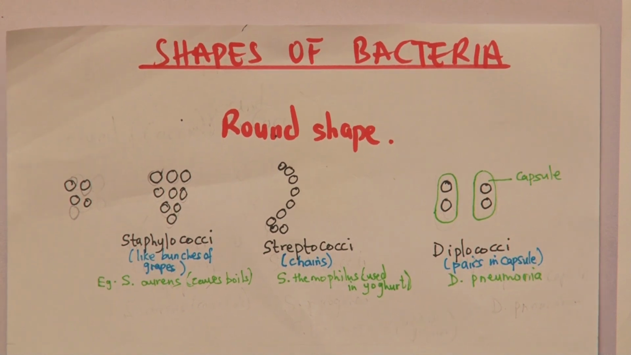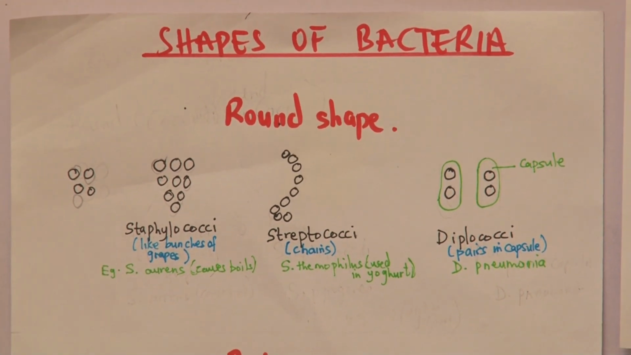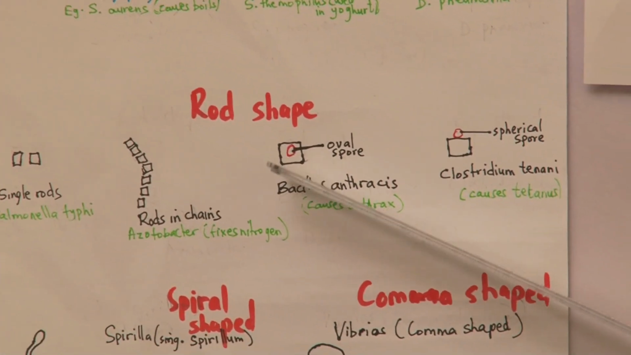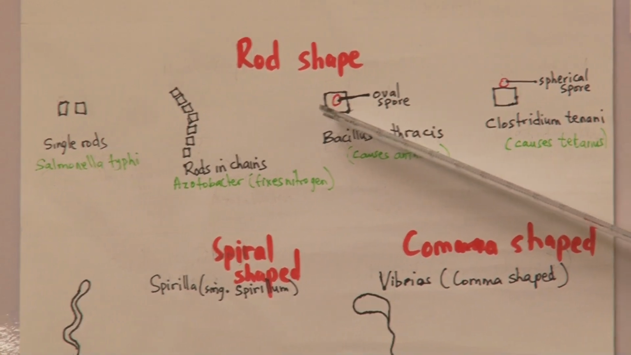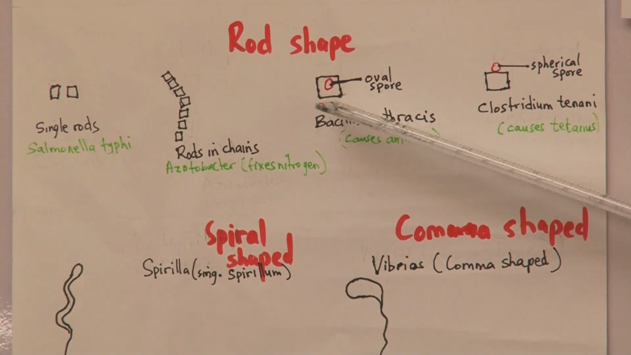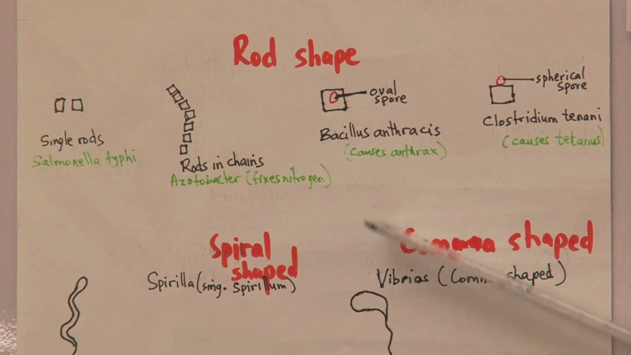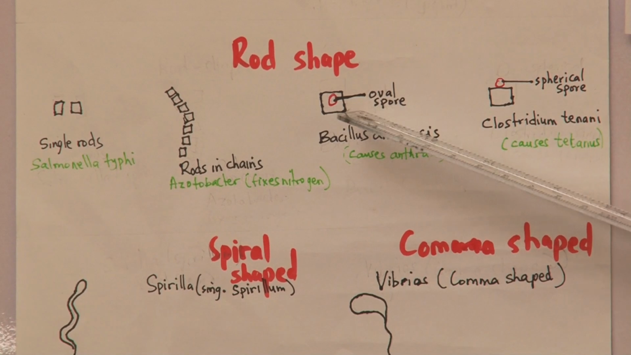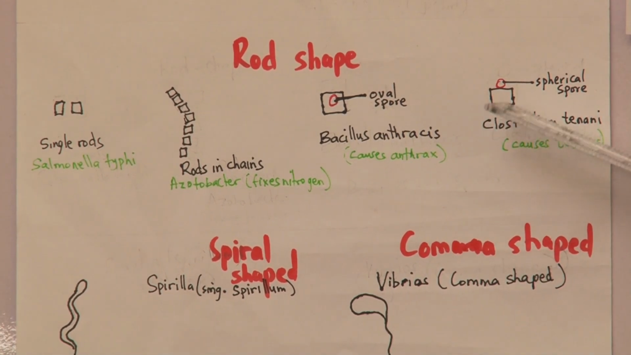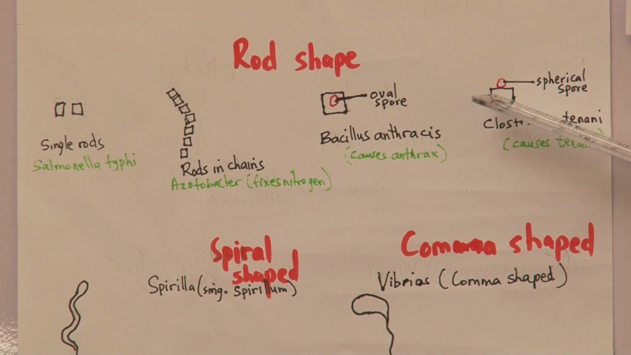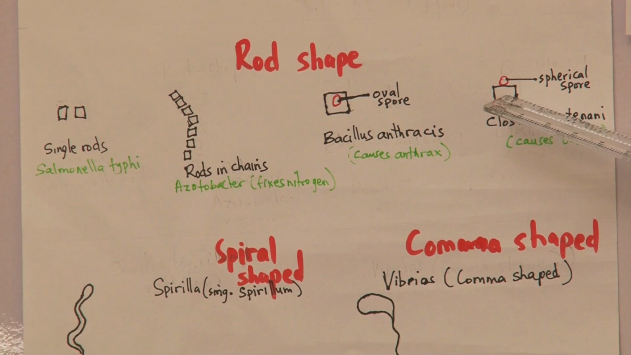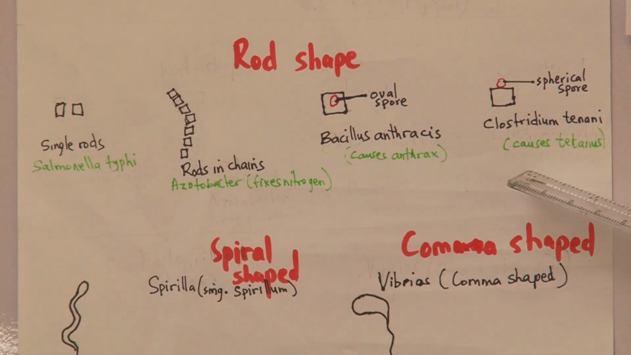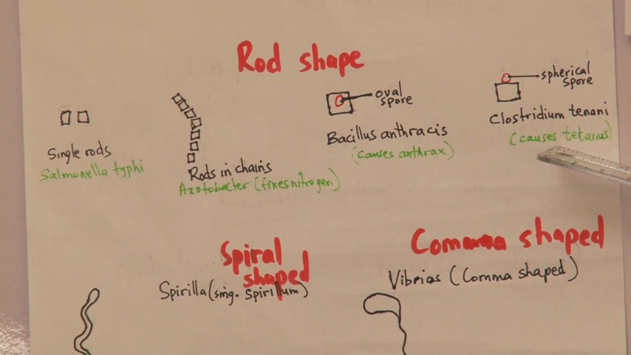Then you have rod-shaped bacteria. These are the bacteria, rods in chains. Some of them have a spore inside. This one has an oval spore. Very stubborn bacteria, anthrax. That causes anthrax. This one has a spore sitting on top of the bacterium. All right, this bacteria, Clostridium tetani, causes tetanus.